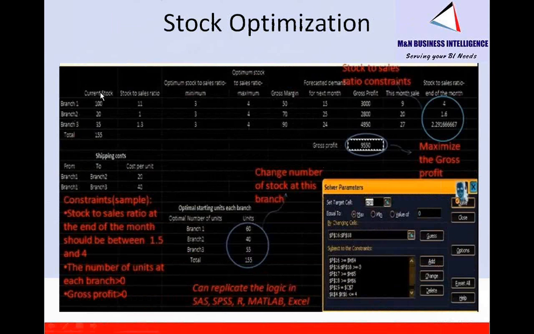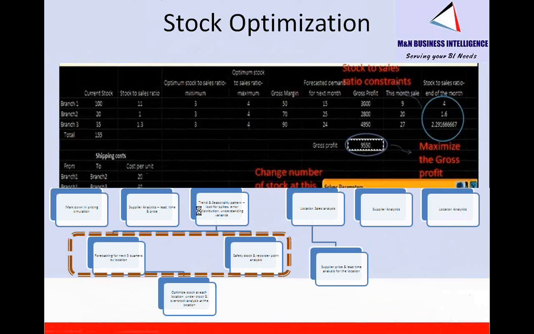Then we look at the stock optimization issues. So here we have branch 1, you have the current stock, you have the stock to sales ratio. This is the optimum stock to sales ratio, the minimum, that should be between 3 and 4. This is the gross margin, and this is the forecasted demand for next month. So basically we had to find out how much should be the optimal stock at either of these branches. That means how much should you transfer from one branch to another to maximize the gross profit, and this gross profit will include your gross margin as well as the shipping costs.